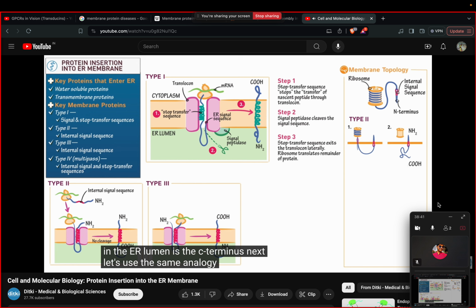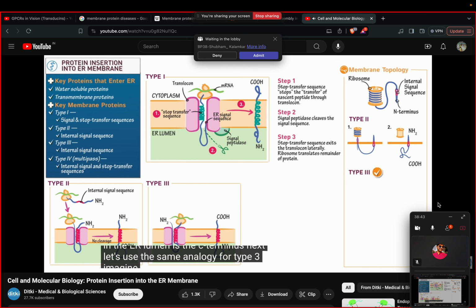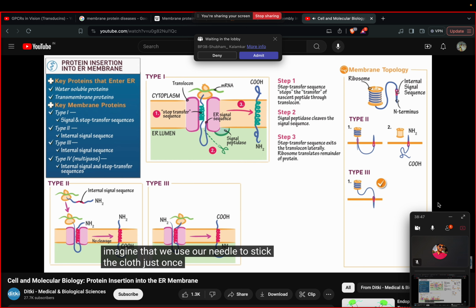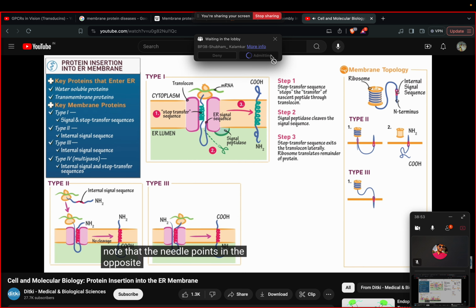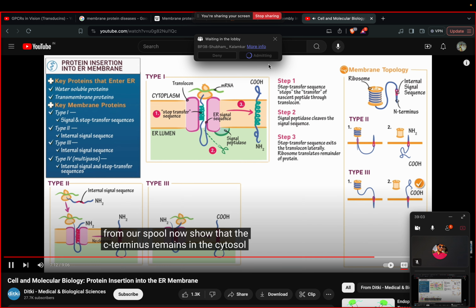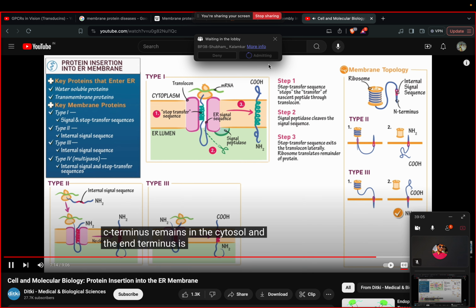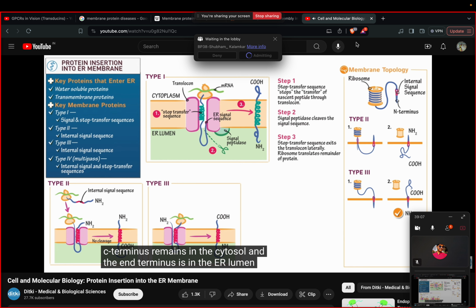Next, let's use the same analogy for type 3. Imagine that we use our needle to stick the cloth just once, instead of making a full stitch. Note that the needle points in the opposite direction of our type 2 needle. Illustrate that we unwind the thread from our spool. Now show that the C-terminus remains in the cytosol and the N-terminus is in the ER lumen.